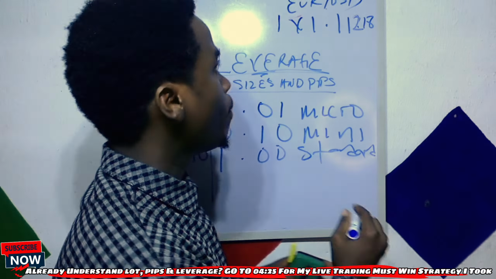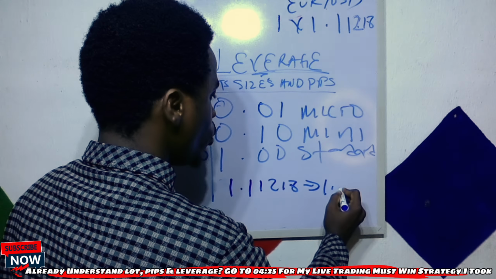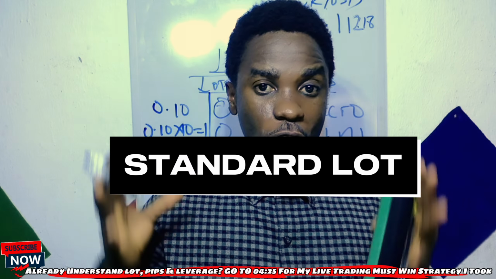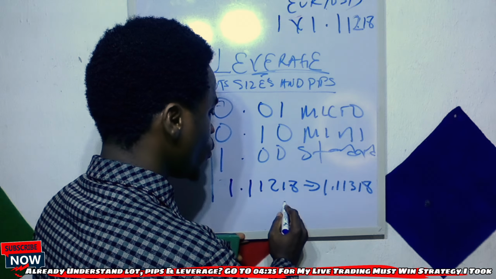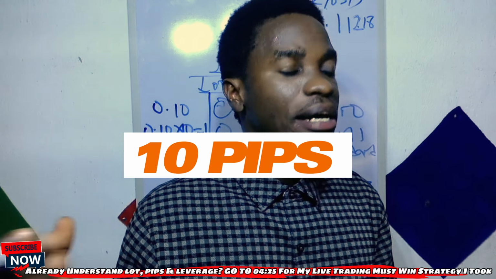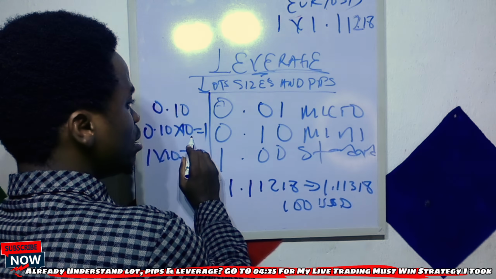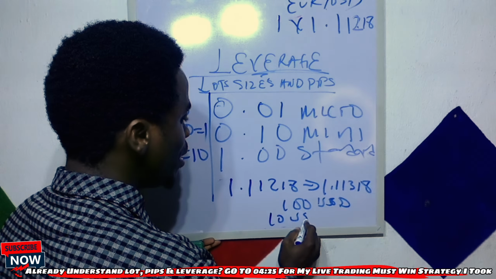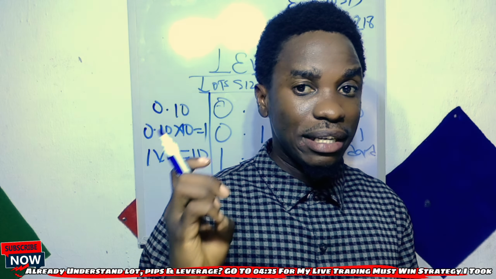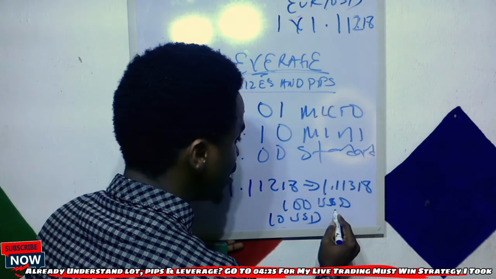If the price rises from 1.11218 to 1.11318 and you have a standard lot on it, you have made about 100 USD. Why? Because it's rising 10 pips. Then if you have a mini lot on it, you've made 10 USD. And if you have a micro lot, which is the smallest lot size a forex broker is willing to offer, you've made about 1 USD.